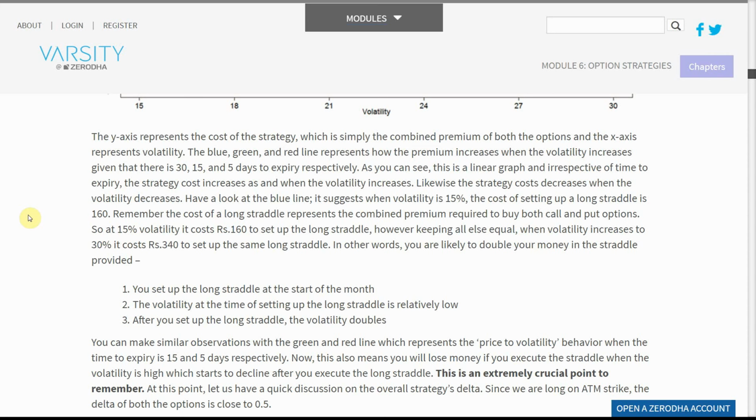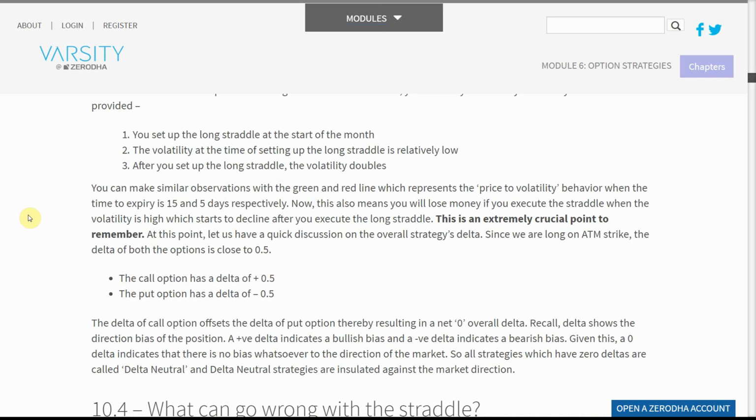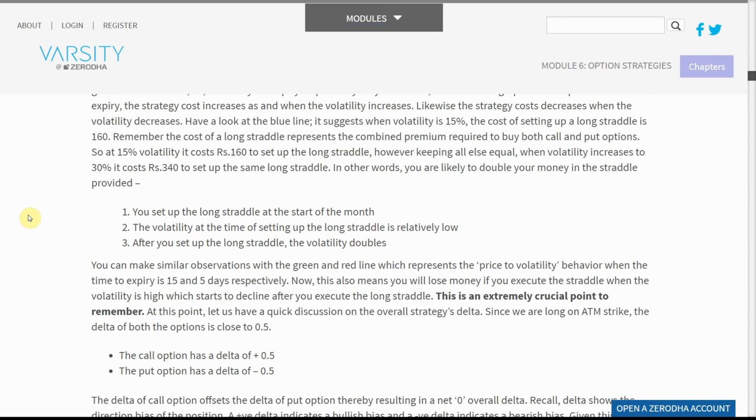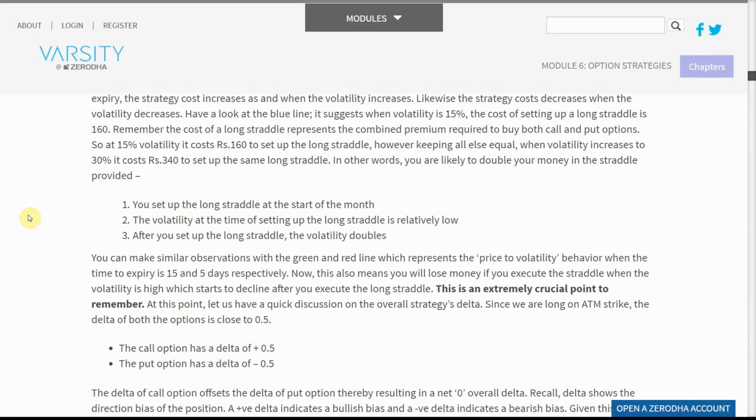The volatility at the time of setting up the long straddle is relatively low. After you set up the long straddle, the volatility doubles. You can make similar observations with the green and red lines, which represent the price to volatility behavior when the time to expiry is 15 and 5 days respectively. Now, this also means you will lose money if you execute the straddle when the volatility is high, which starts to decline after you execute the long straddle. This is an extremely crucial point to remember.